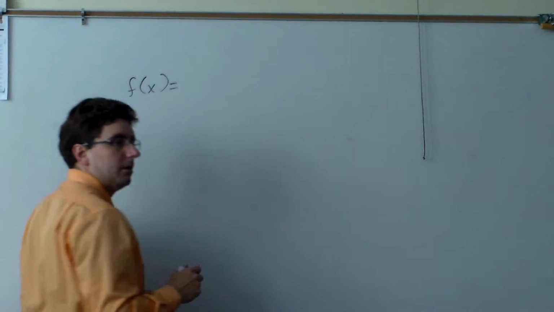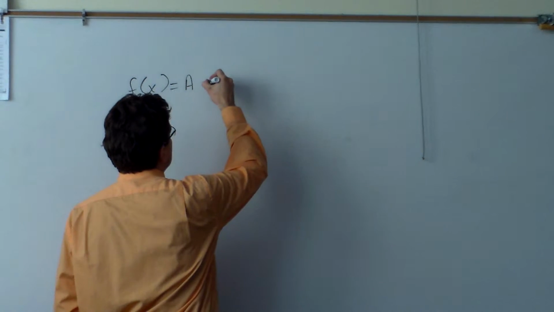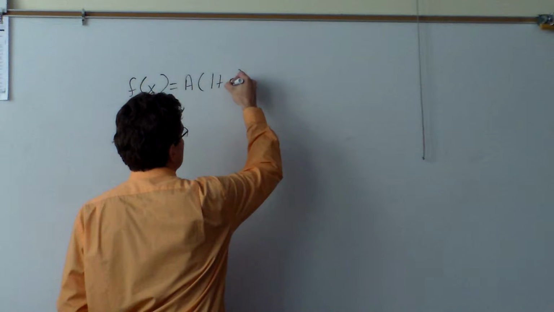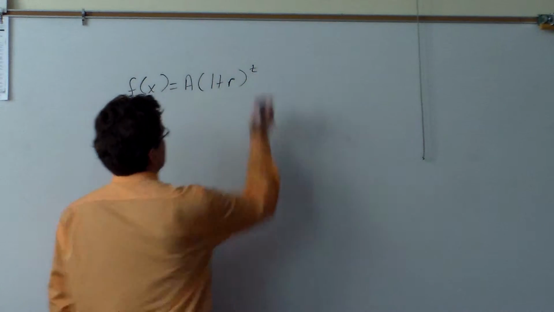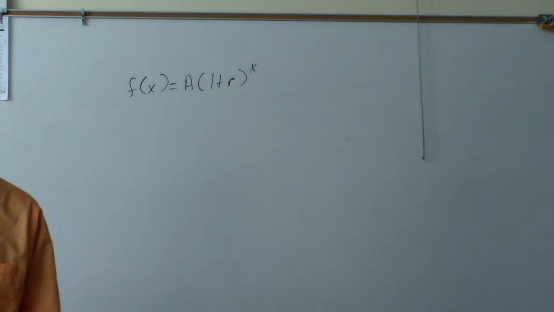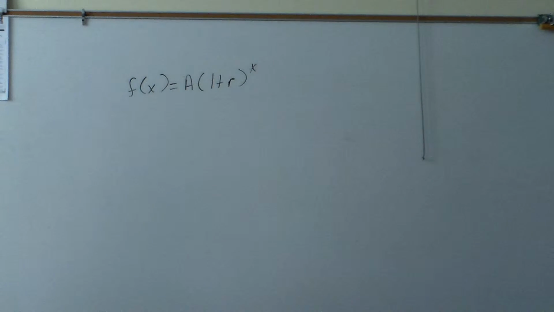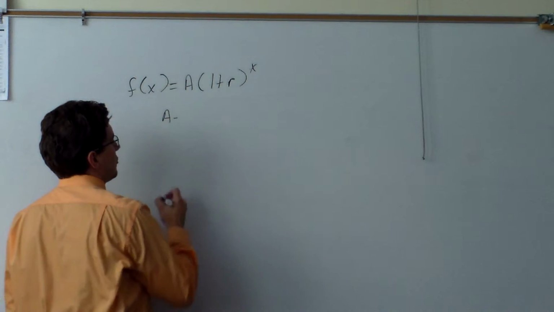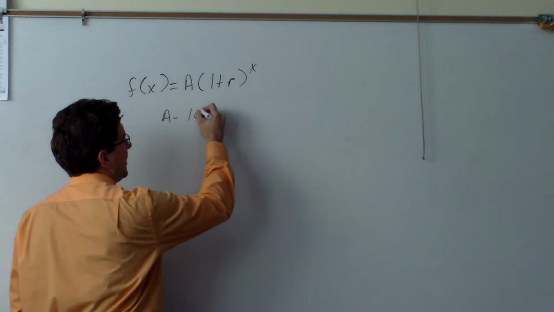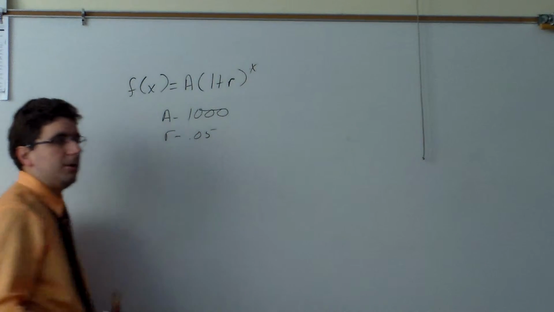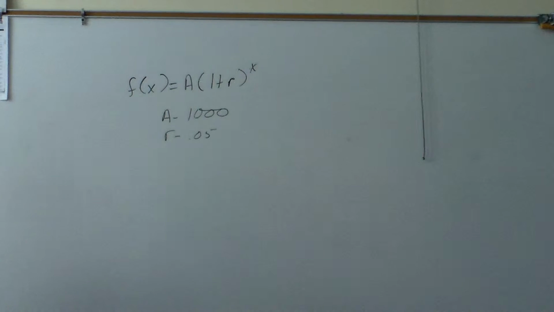Yeah, Martha. A times 1 plus r, to the x power. In this case, A represents our initial amount, $1,000. R is our rate, 0.05. We don't use a percent, we don't use 5%, we use 0.05, we use a decimal.